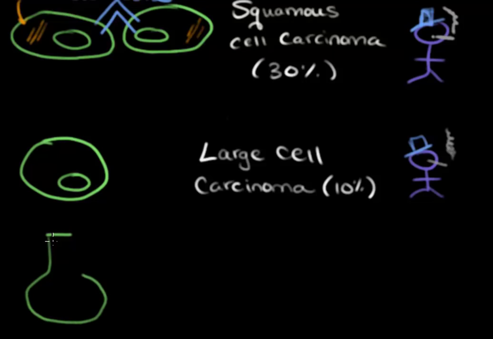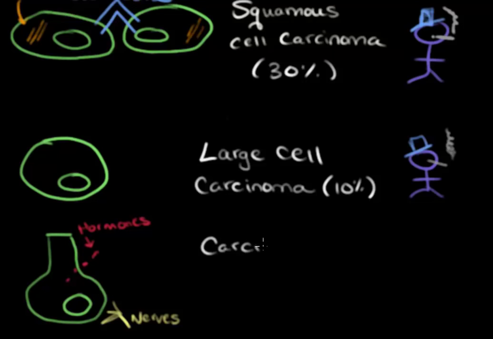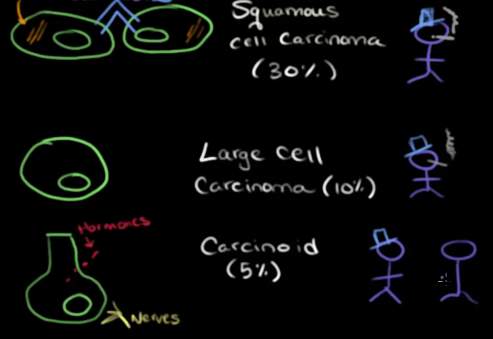So finally, there's this flask-shaped cell that has at its base here some nerves. And when it receives signals from these nerves, it releases hormones. So if one of these cells becomes cancerous, the cancer is called a carcinoid. This happens about 5% of the time. Interestingly, males and females have an equal risk of developing carcinoid cancers, and there's really no direct link to smoking.